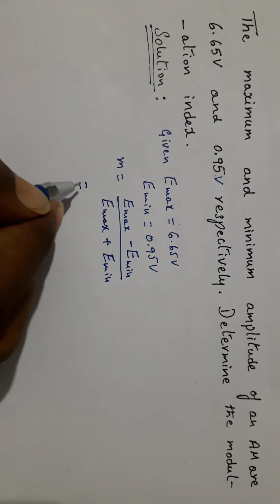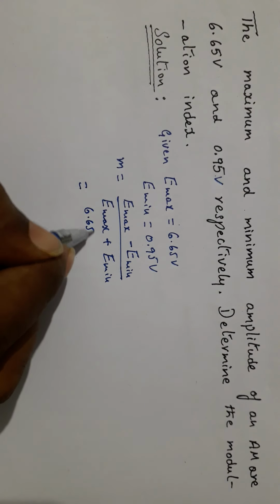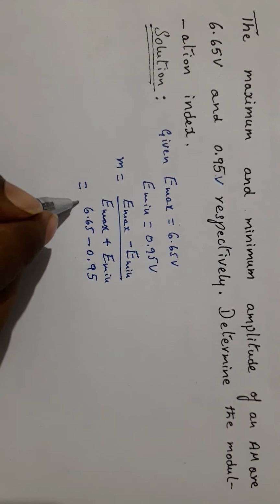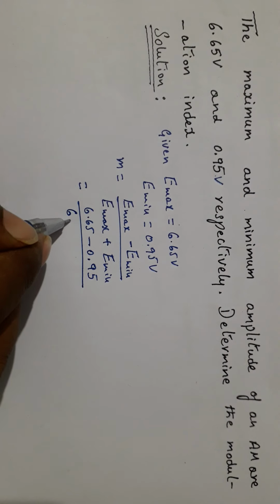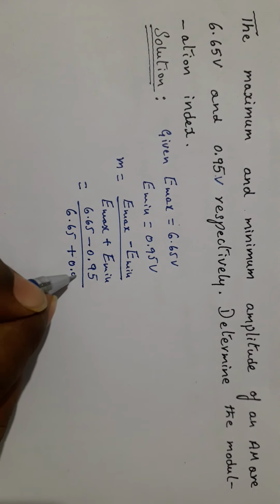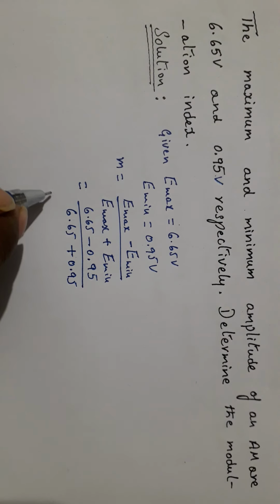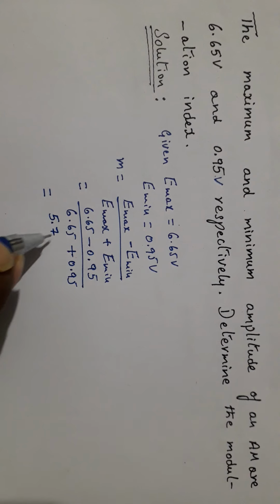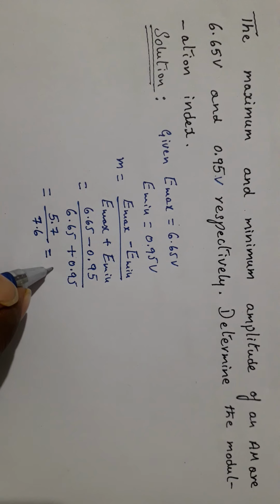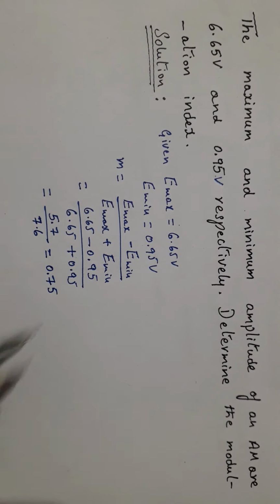Therefore, M equals 6.65 minus 0.95 divided by 6.65 plus 0.95, that equals 5.7 divided by 7.6, that equals 0.75. That means the modulation index of the amplitude modulated wave M equals 0.75.